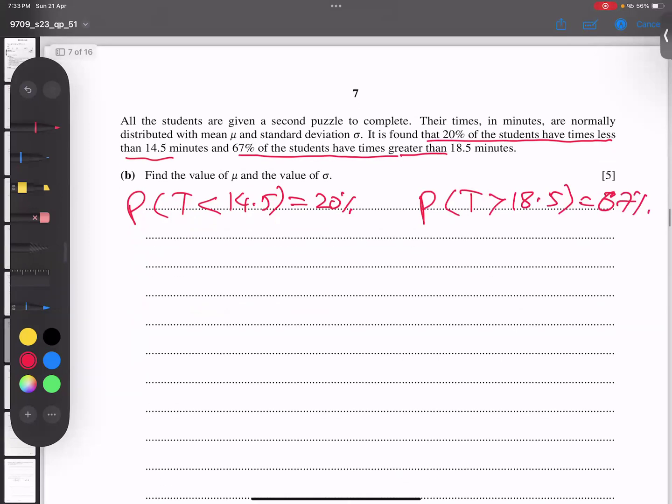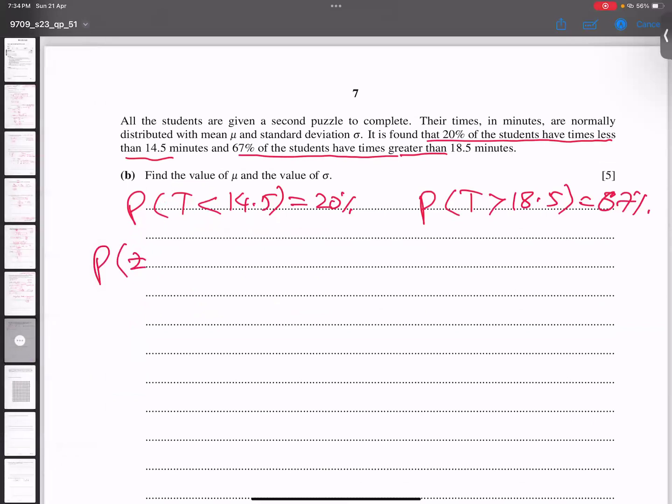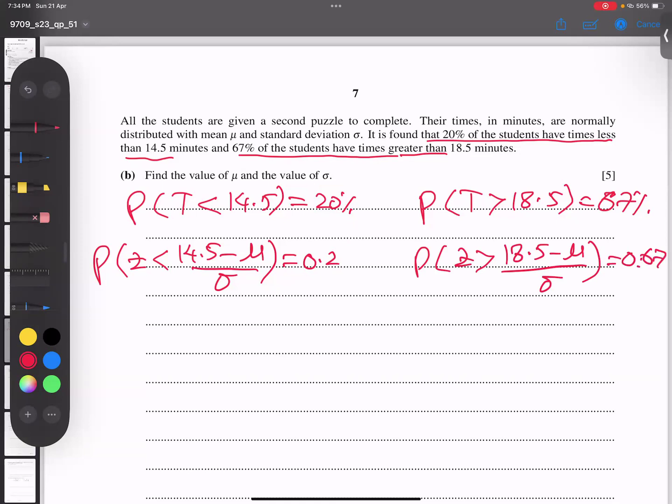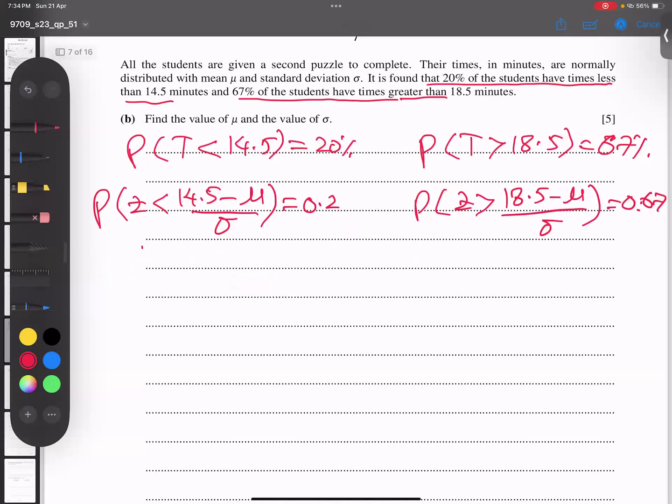Now student, I will convert it, and you know it very well, this is not normal format. I will convert to Z: 14.5 minus mean, divided by deviation, equals 0.2, because 20% behaves like a probability. Same story here: Z bigger than 18.5 minus mean, by deviation, is equal to 0.67. Now students, what to do? I assume 14.5 minus mu by deviation equals A.